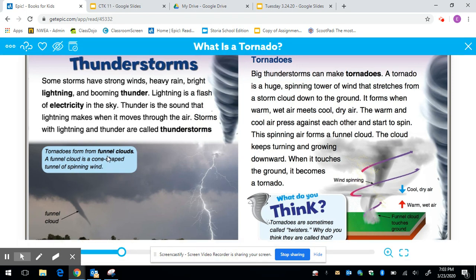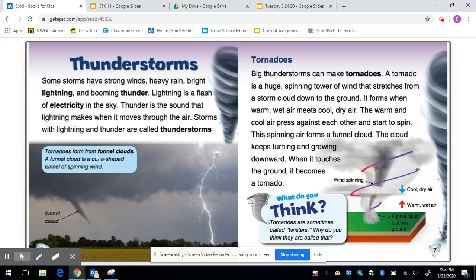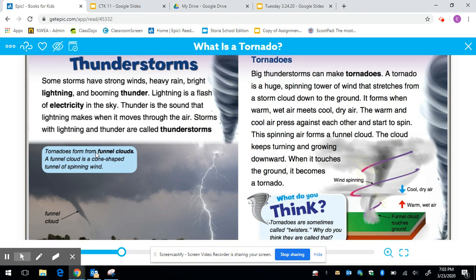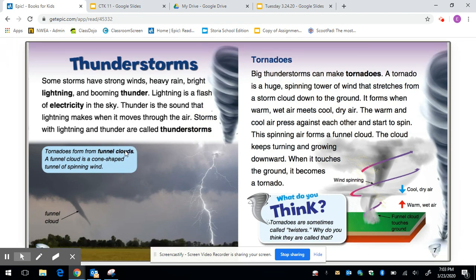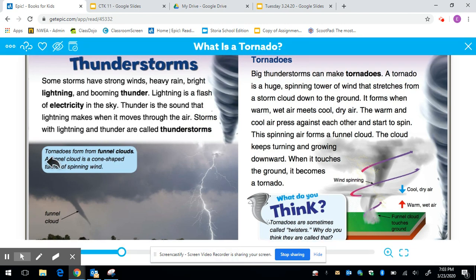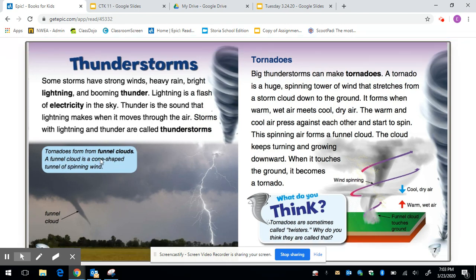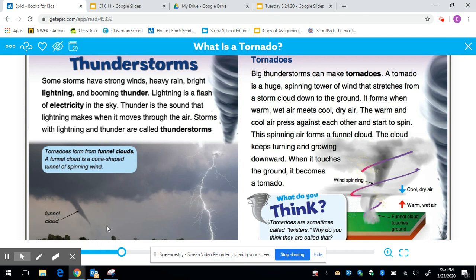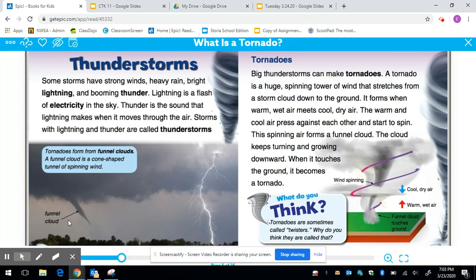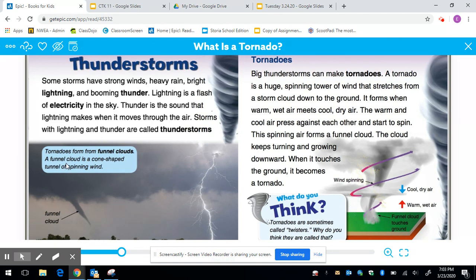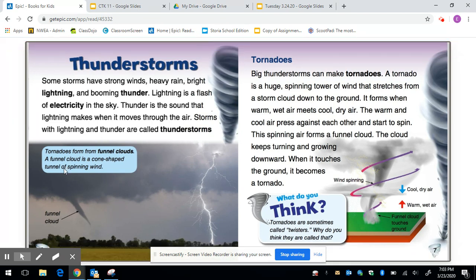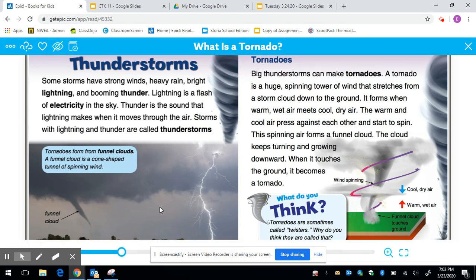So remember, our bold words is a text feature that we can use to know that this is going to be explained somewhere. And sometimes it's going to be in our glossary, right? I'm sure it is in the glossary in this book. But lucky for us, it also has the definition right under. And we also have the text feature of a picture. And the picture even points to a funnel cloud. So not only do I have a definition of a funnel cloud as a cone-shaped tunnel of spinning wind, but also I have a picture that shows my funnel cloud right there.